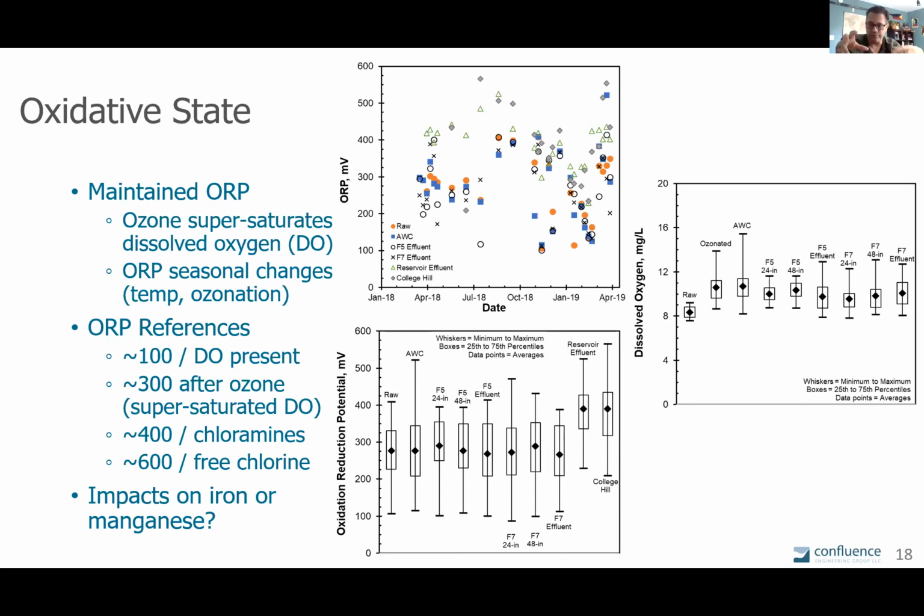So those are just general. Those, of course, all can range, but that's just a general snapshot, an idea of what different ORP levels might be for different treatment conditions. And why is this important?